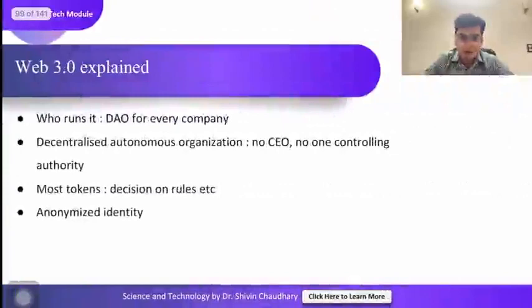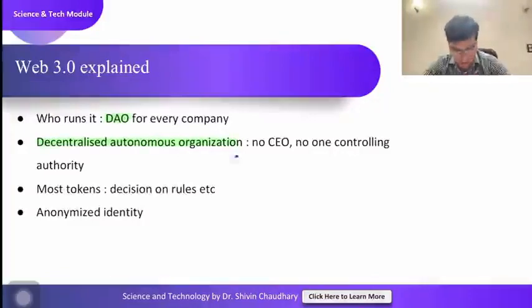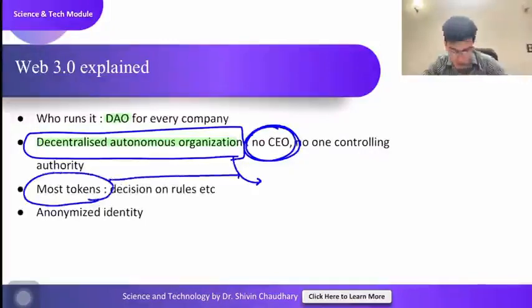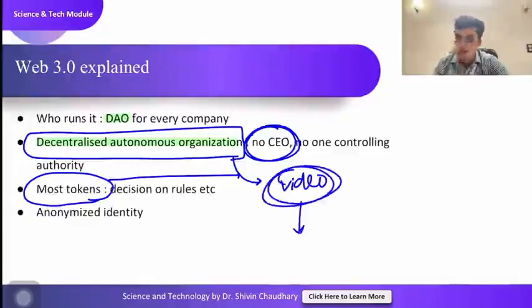Okay, now who runs it? There is a DAO. DAO is a decentralized autonomous organization, right? Decentralized autonomous organization means there is no CEO. Who runs Web3? People who get the most tokens. People who have the most tokens, something similar to proof of stake, they will take the decisions, and since the tokens will keep on changing, if you make a new video and it gets viral and many people download it, you'll get tokens for that. Now your tokens have increased, you can be part of the decision making process. So the organization is autonomous and the organization is decentralized.